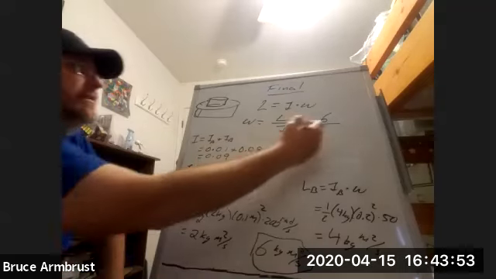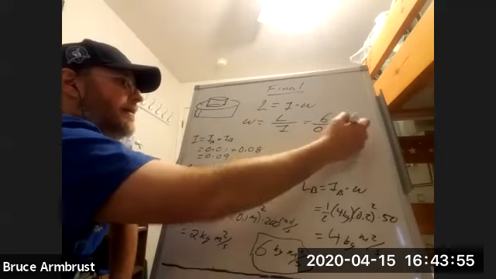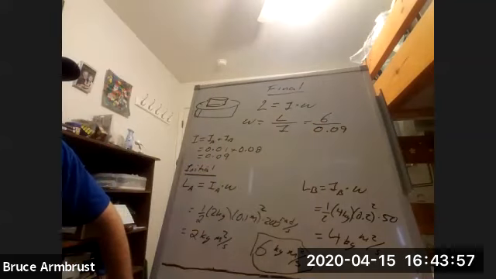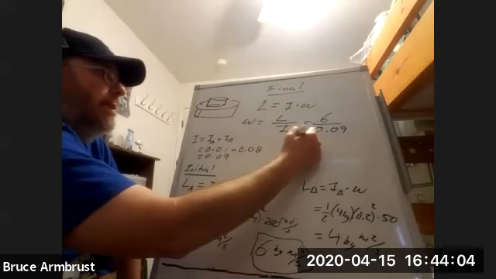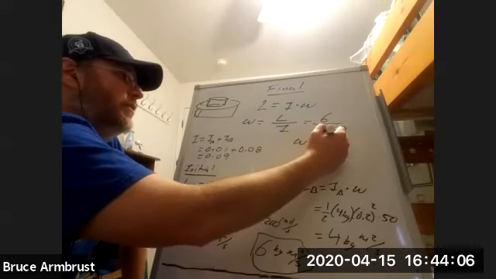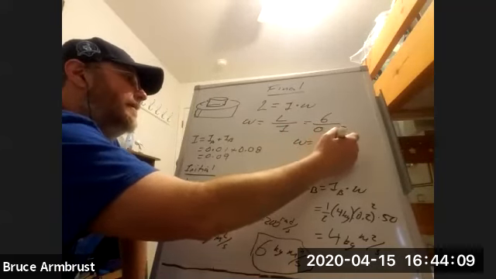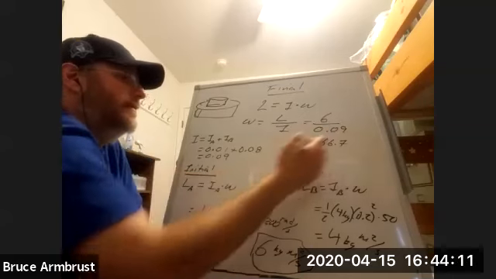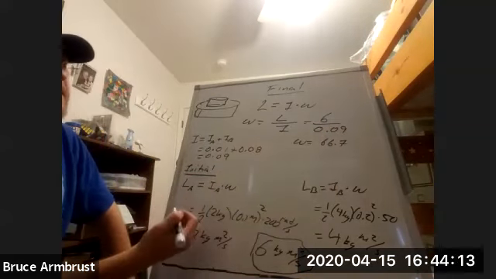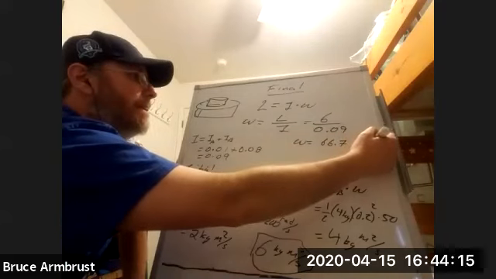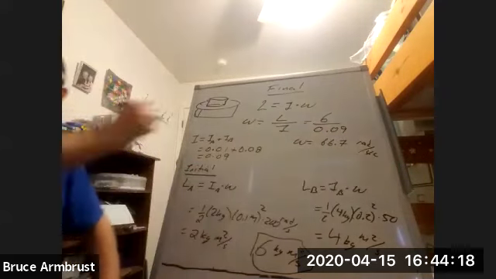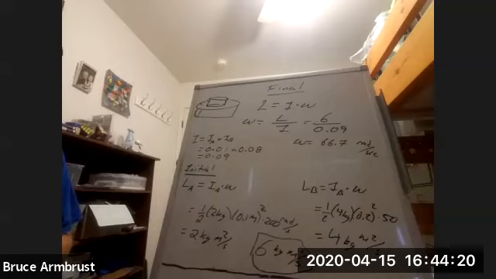So we're going to take our 6 and divide by the 0.09. If I did my math right, it's going to be 66.7 radians per second, but definitely check my numbers on that. I feel good about it. You're good. Okay.